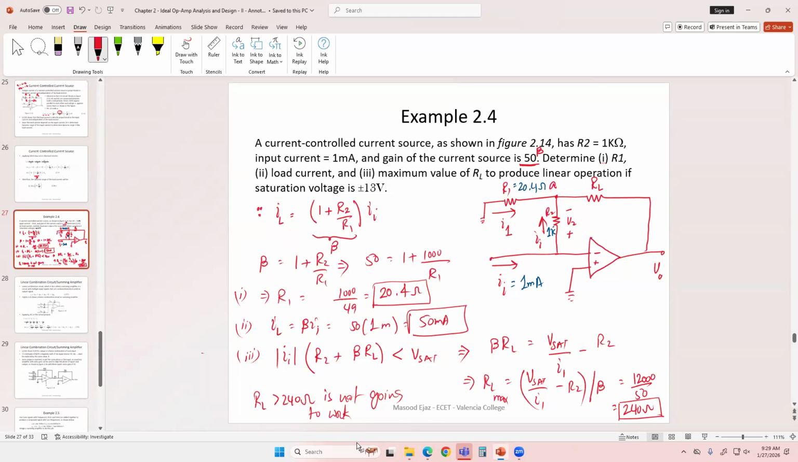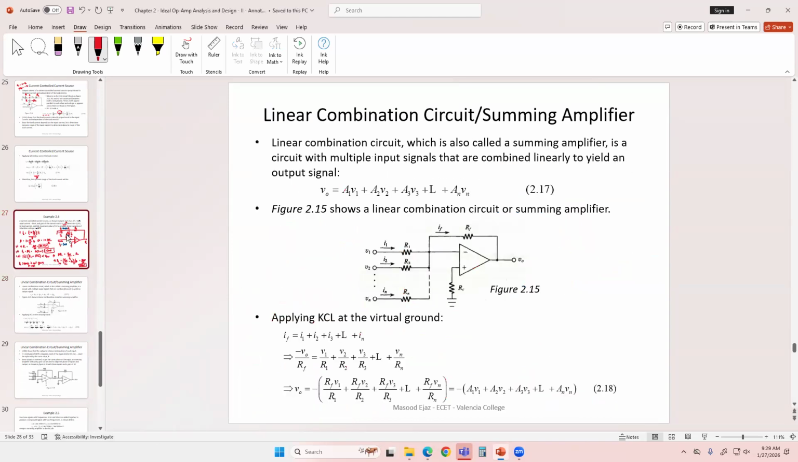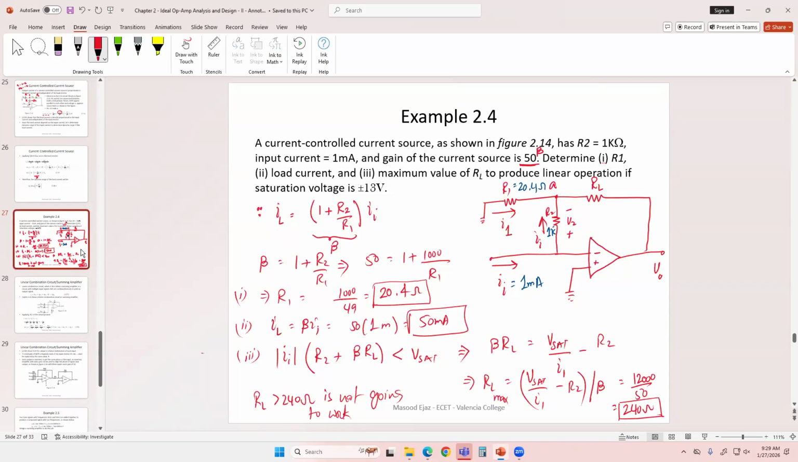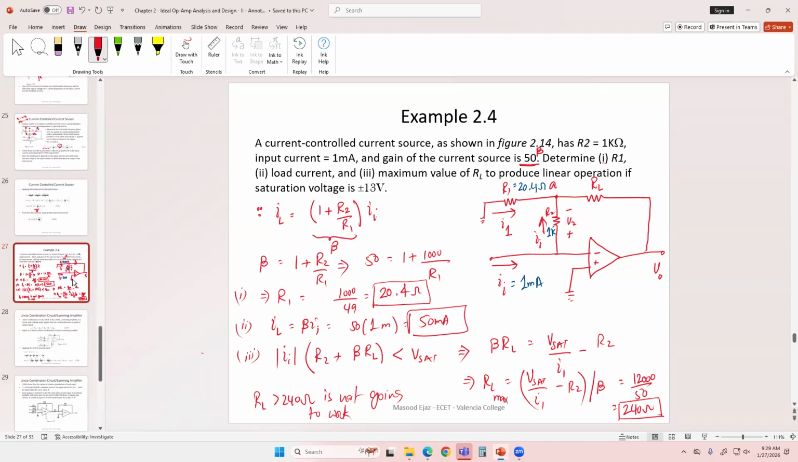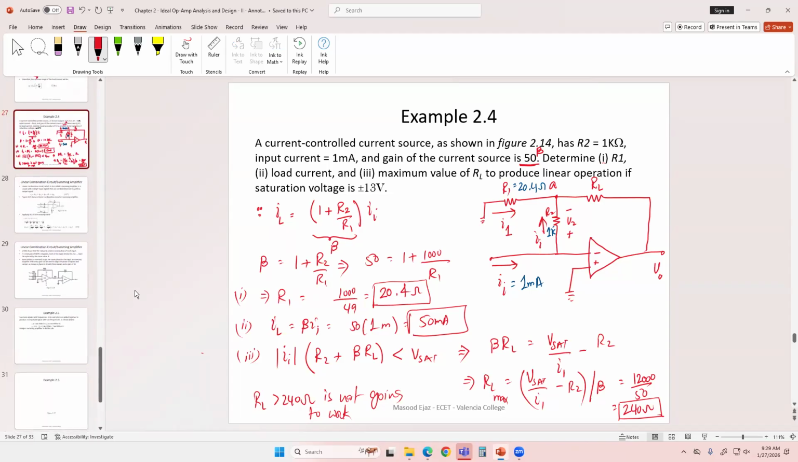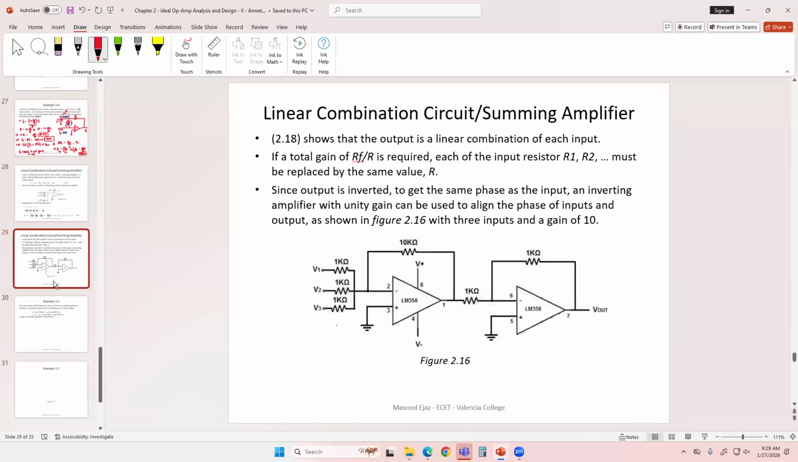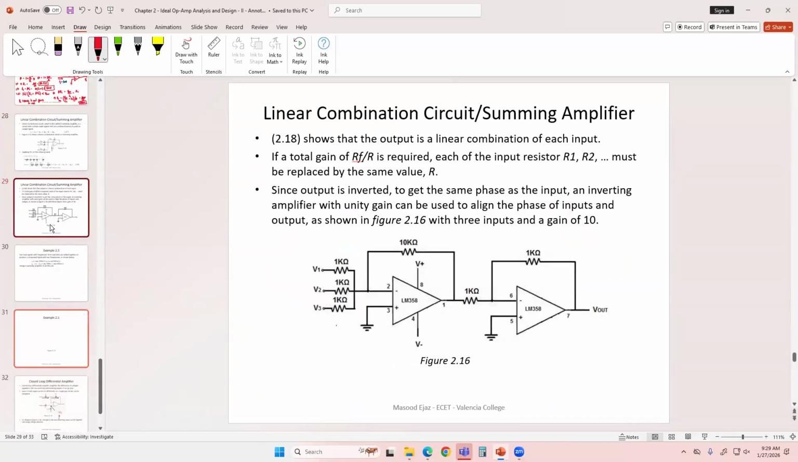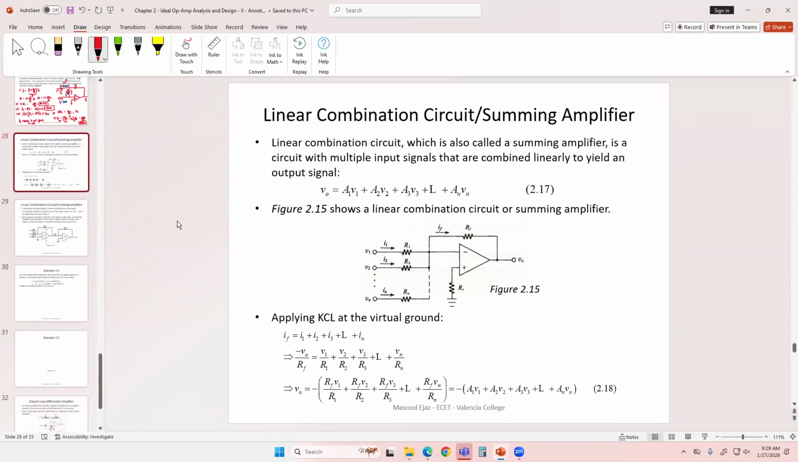I believe this concludes the discussion of dependent sources. So we looked at 3 different types of dependent sources: voltage controlled current, current controlled current, and current controlled voltage sources. The last couple of circuits that are left are very important circuits, actually linear combination circuits, which we were discussing in DSP as well when we were discussing ADC and DAC.